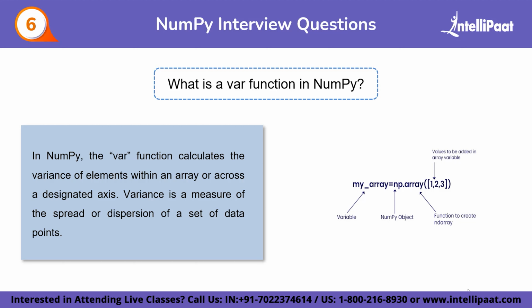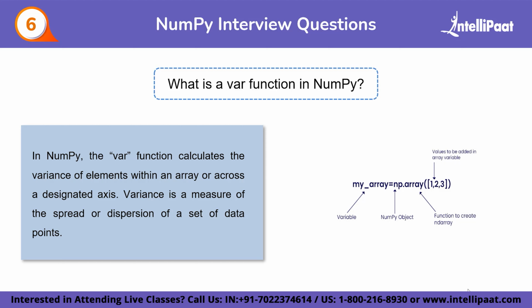As you can see from the screen, I have set an example here. It is my_array = np.array([1, 2, 3]). Again, we are mentioning the values that need to be added in the array, that is 1, 2, 3. So basically, array is the function to create an ND array, which tells whether it is a 1D array, a 2D array or a multi-dimensional array, while np is the NumPy object, and my_array is the variable that you will be using in the function, right? So in this, variance is a measure of the spread or dispersion of a set of data points, right?